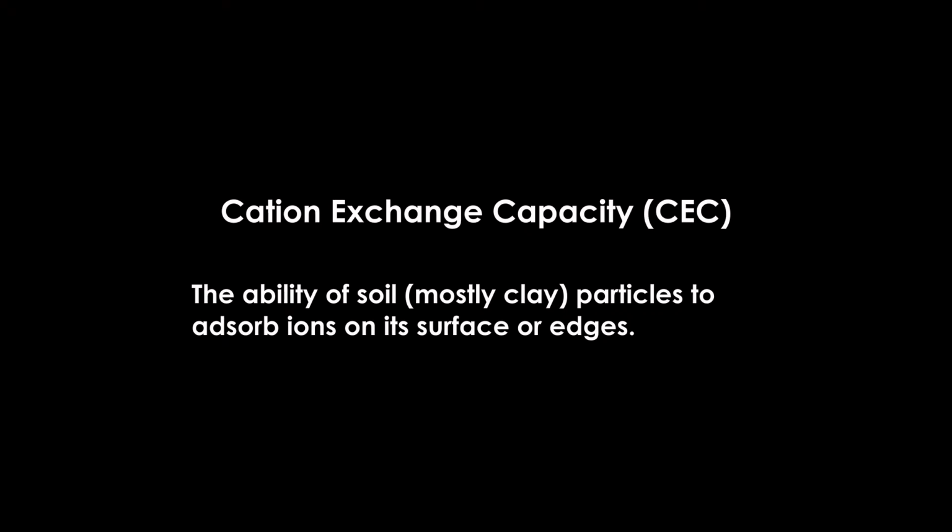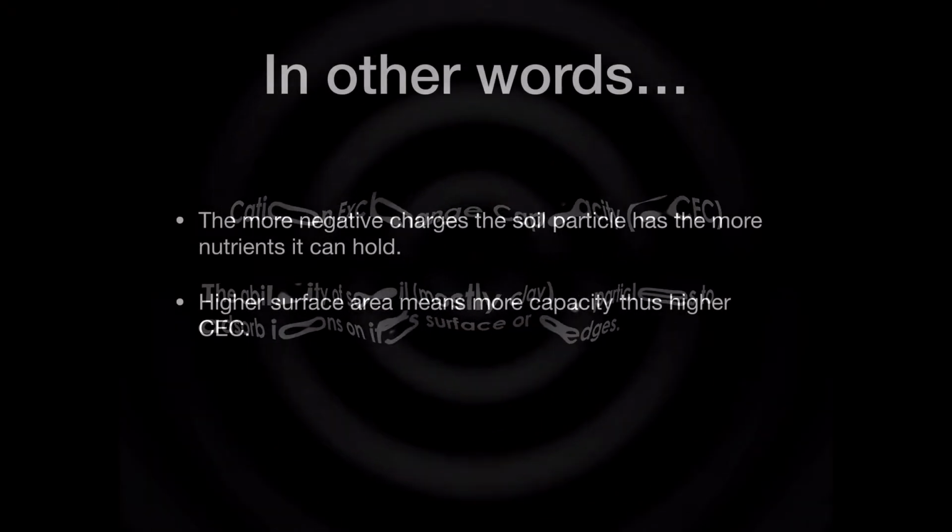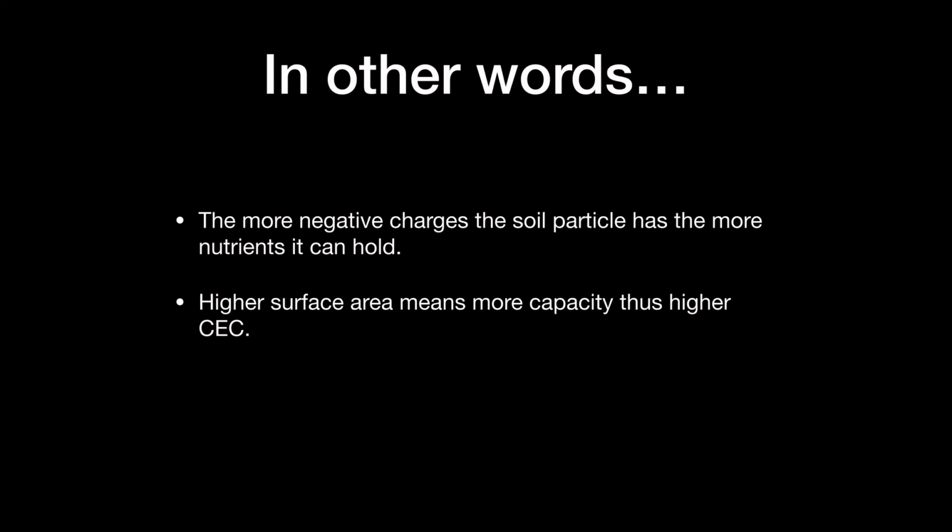So what have we learned? The definition we can come away with for cation exchange capacity, CEC, is the ability of the soil, and it's mostly the clay and organic matter particles, to absorb the ions on its surface or edges. The ability to not only attach it, but also to store it as well. In other words, the more negative charges the soil particles have, the more nutrients it will be able to hold. So the more negative it is, the more nutrients it can store.